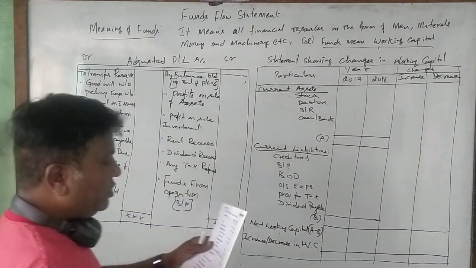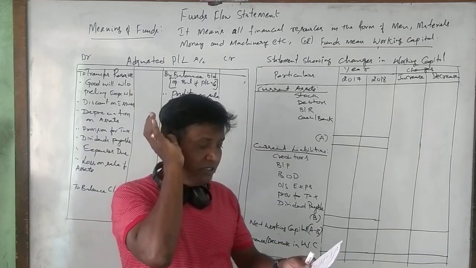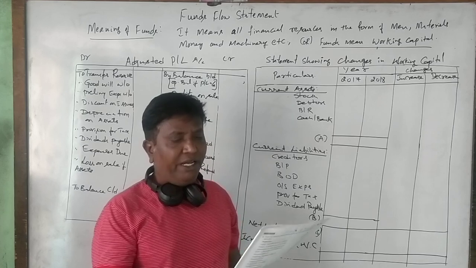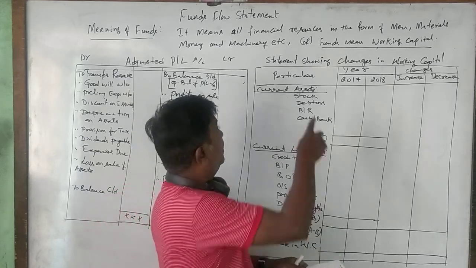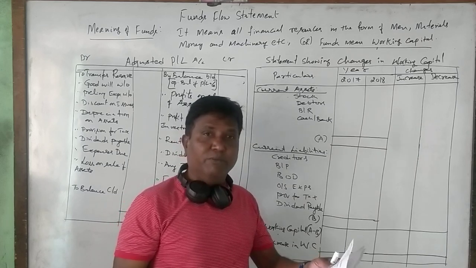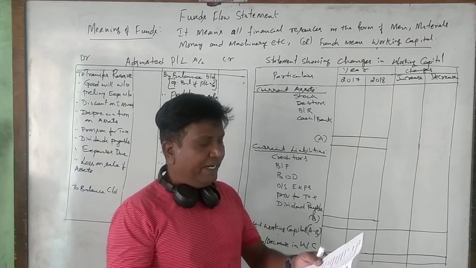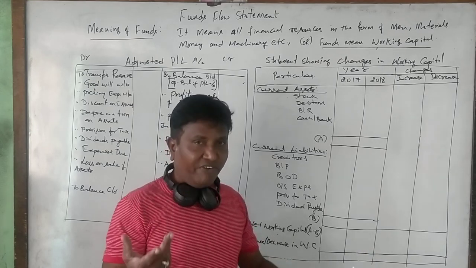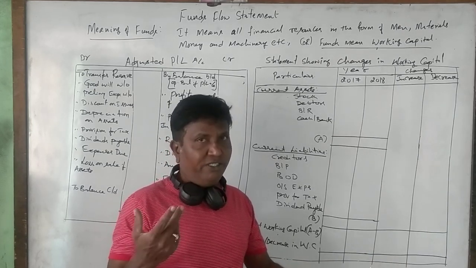Now we are going to solve the 2018 six-marks question. I'll just read out this question. Prepare a schedule of changes in working capital. A schedule is nothing but a statement showing changes in working capital from the following. It gives two years of information, particulars on 31st March 2017 and 31st March 2018.